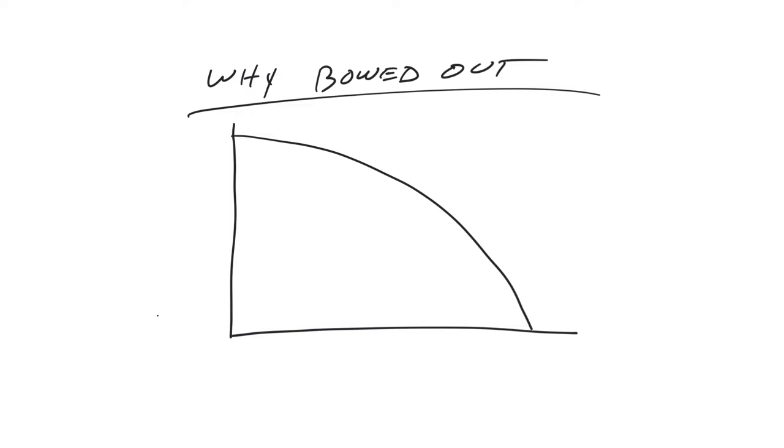And it models the law of increasing opportunity costs. Increasing opportunity costs. That is, as we produce more and more and more, we're going to have to give up more and more of something else.